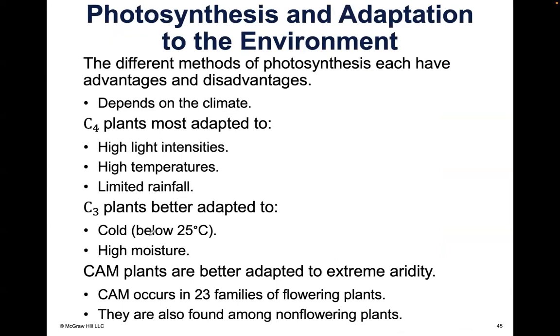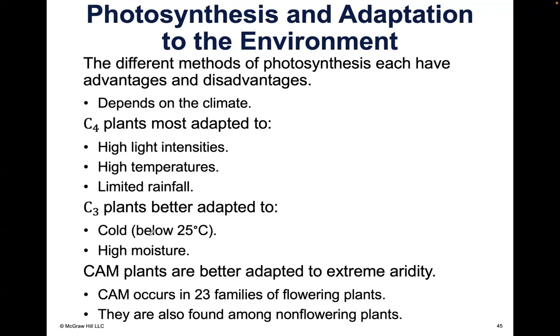So now let's talk about photosynthesis and adaptation to the environment. The different methods of photosynthesis each have advantages and disadvantages, as you know. So it depends on the climate. C4 plants are most adapted to high light intensities. They are adapted to high light intensities because they're known to grow in dry places. They are adapted to high temperatures and limited rainfall, while the C3 plants are better adapted to cold environments and high moisture. The CAM plants are better adapted to extreme aridity.